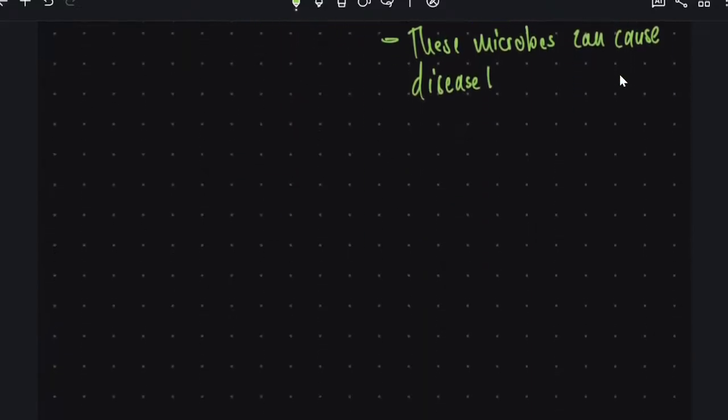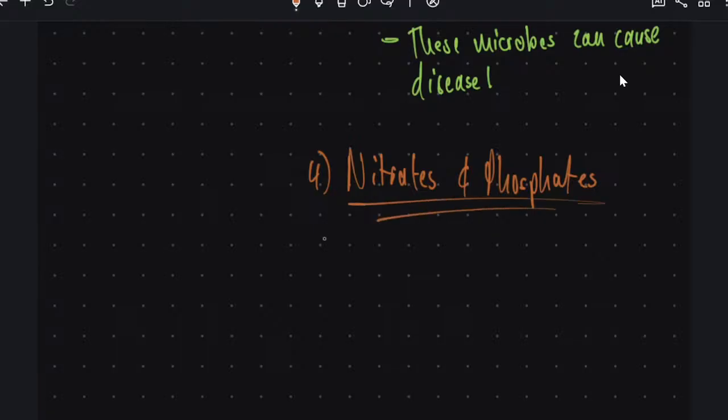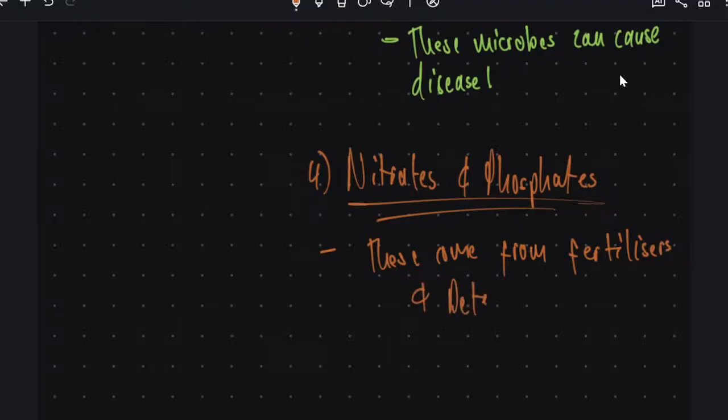Lastly, one other harmful thing found in water is nitrates and phosphates. Nitrates and phosphates. These come from fertilizers and detergents. Are we together?